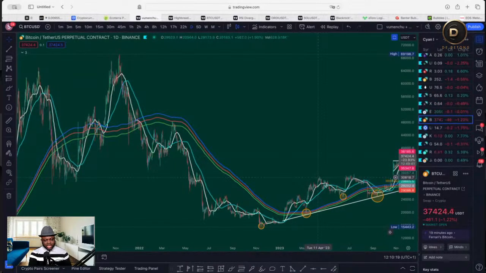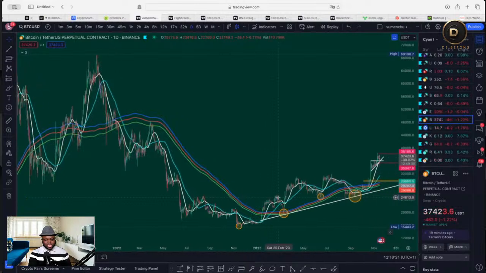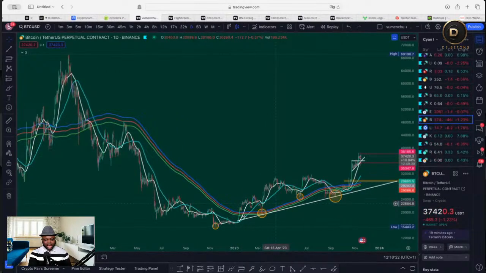After that, we see Bitcoin started making higher highs on the higher time frame, like the daily time frame. And each time Bitcoin touches this moving average, we see a bounce back.